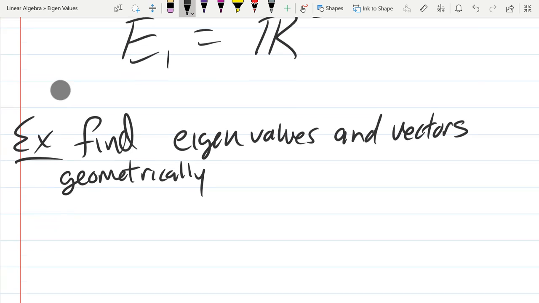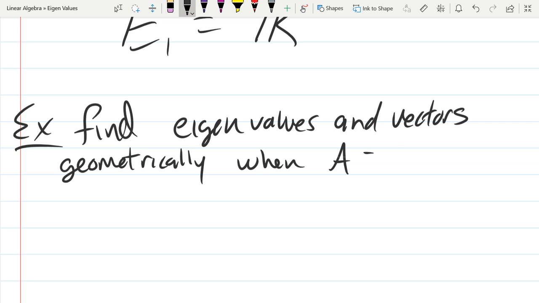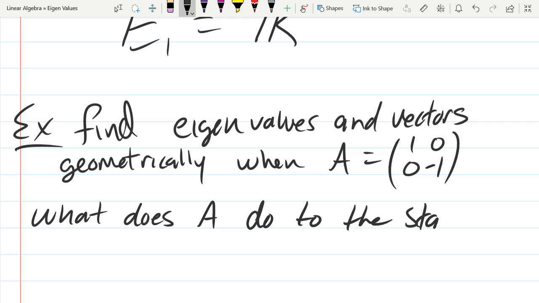So we're going to find eigenvalues and vectors geometrically when the matrix A is... Now I'm going to choose a simple matrix, but one that's not quite so simple. The way we're going to answer this, we're going to first look at what A does to the standard basis of R2.